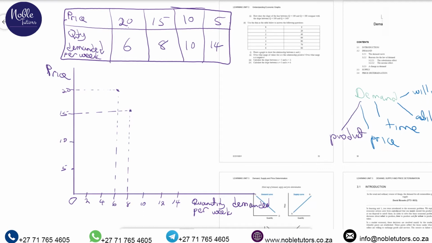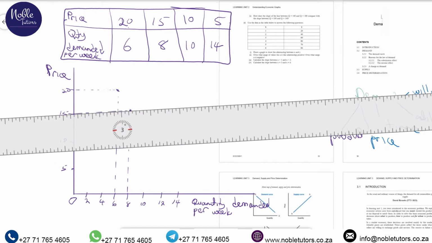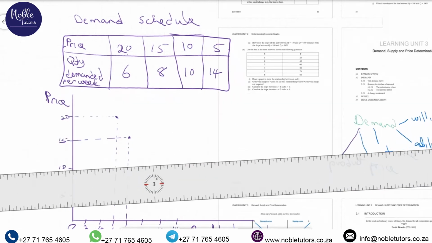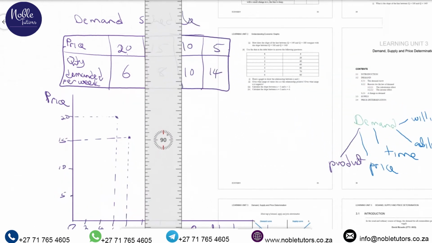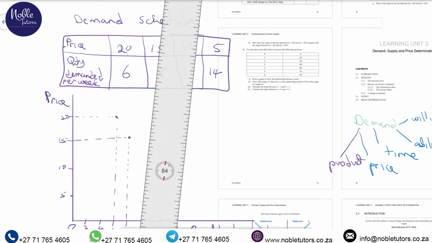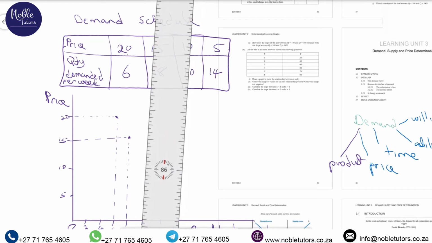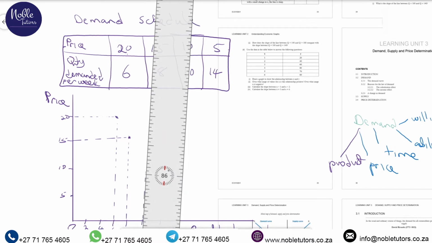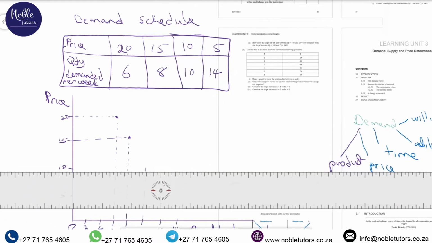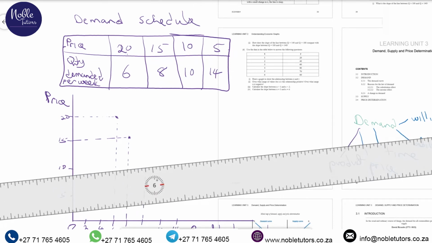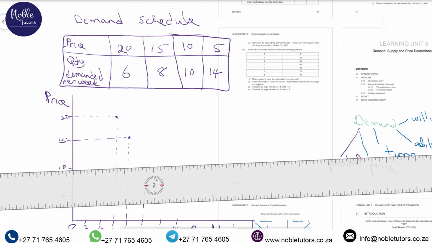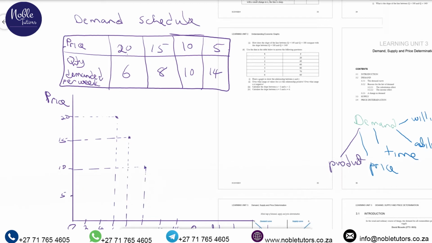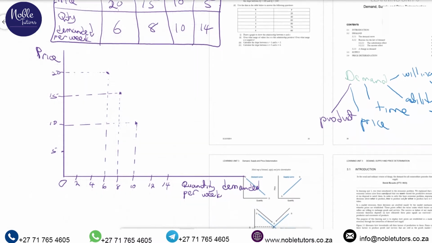Another point is 10 and 10. This is a rough sketch, guys. Then put my ruler horizontal, mark the points accordingly. So this is the point. Then 5 and 14. 5 and 14.